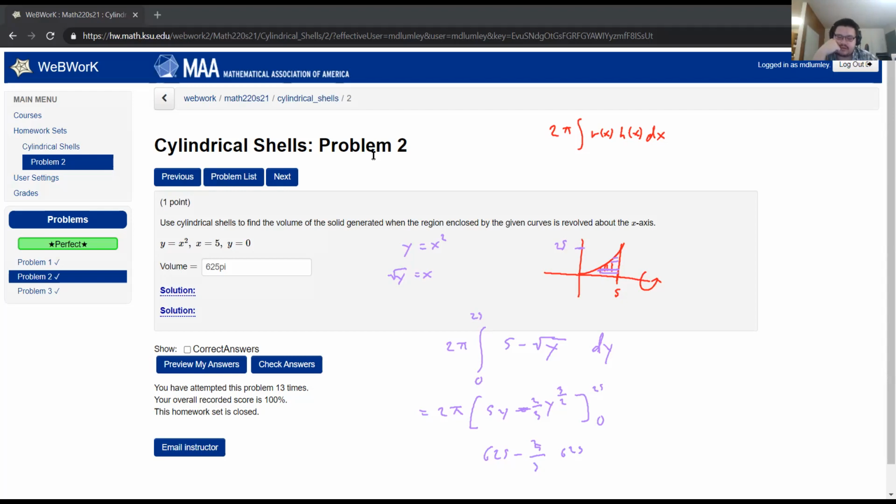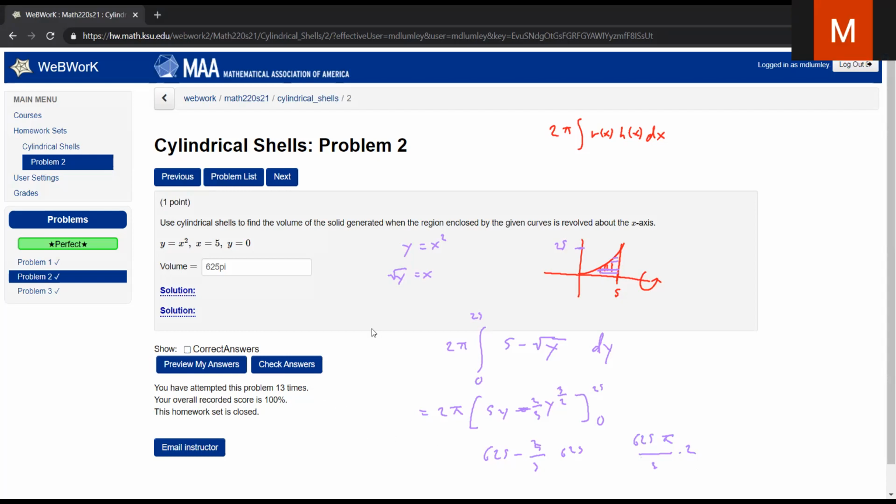Yeah, so I'm still not getting the right value. I'm not getting the same value. I think I end up getting 625 pi over 3 times 2. The integral that you set up is the same.